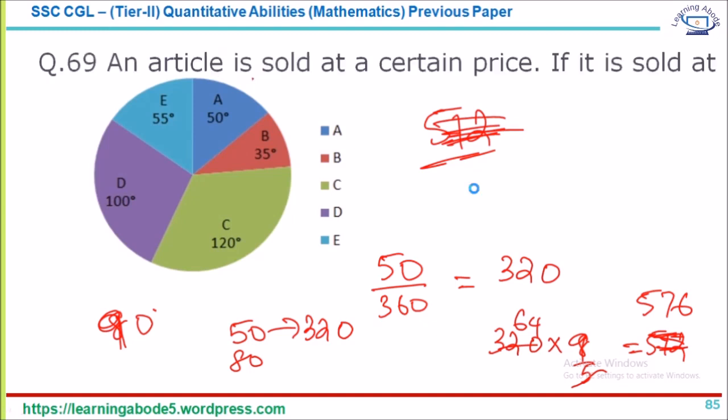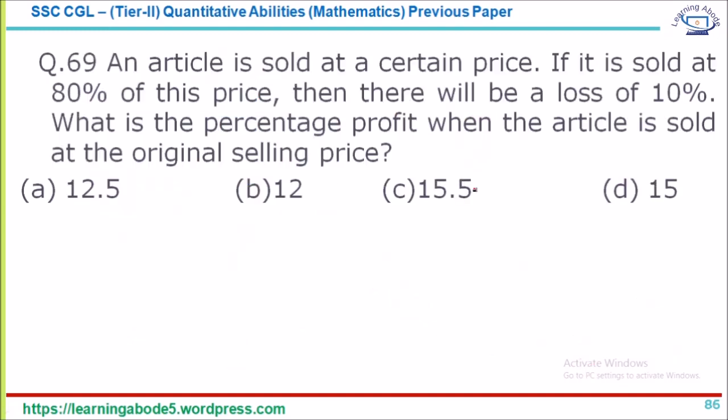Okay, now question number 69. An article is sold at a certain price. If it is sold at 80% of the price, then there will be a loss of 10%. What is the percentage profit when the article is sold at the original price?